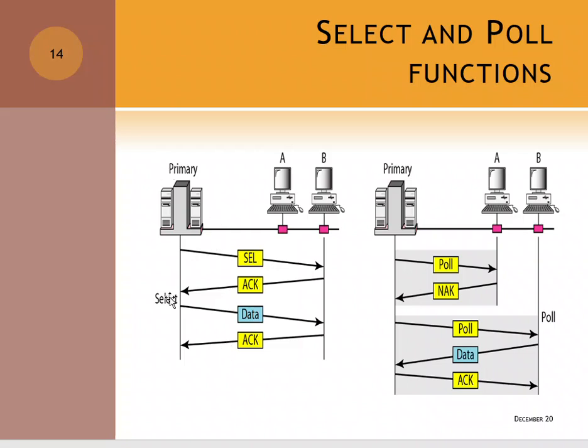Maksudnya primary sekarang ni dia nak hantar data pada B, dia akan hantar select dulu. Select kepada B, select frame pada B. B, jika B ready to receive data daripada primary tadi, dia akan balas dengan acknowledgement frame. Acknowledgement maksudnya I'm ready to receive. Dan kemudian bila primary menerima acknowledgement frame daripada B, dia akan hantar data sebenar yang nak dihantar tadi, yang blue frame ni. And then B, bila dia terima data, dia akan reply with acknowledgement frame again. Okay. Yang tu select. Okay.